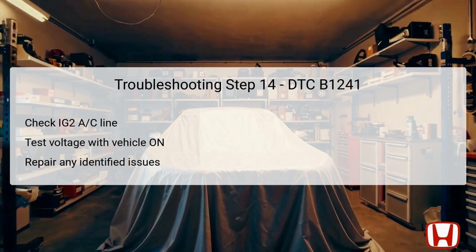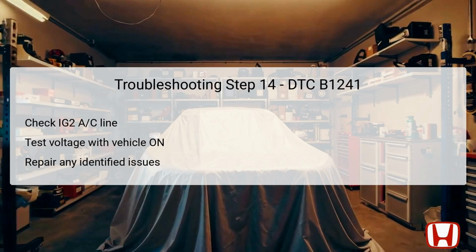For the 14th troubleshooting step, you will be assessing the IG2 AC line, as it plays a role in providing power to various components, including the climate settings and operation of the blower motor. Start the procedure by ensuring the vehicle is in the on mode to facilitate power flow necessary for testing. Once activated, measure the voltage between the third socket terminal of the blower motor relay and the body ground.